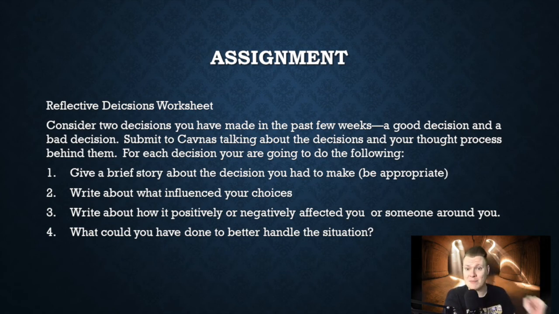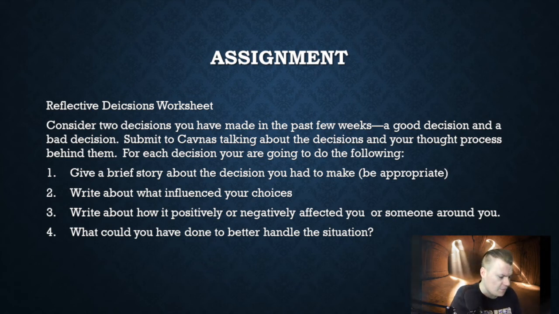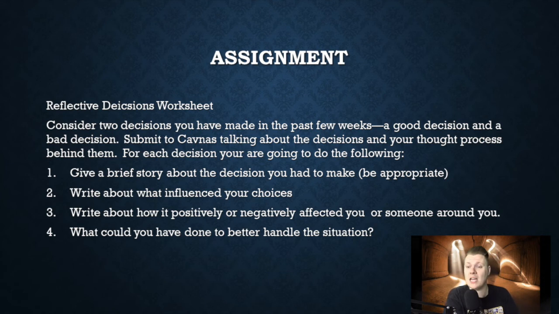We're going to continue along with your assignment for today. It's going to be a very, very easy assignment, very simple, more reflective, less about right and wrong answers. So for today, you're going to be talking about reflective decision making, thinking about your own decisions that you've made. First, you're going to consider two decisions that you've made in the past couple of weeks, a good one and a bad one, and then submit to Canvas talking about the decisions and your thought processes behind them.